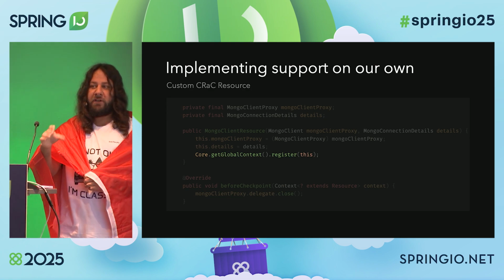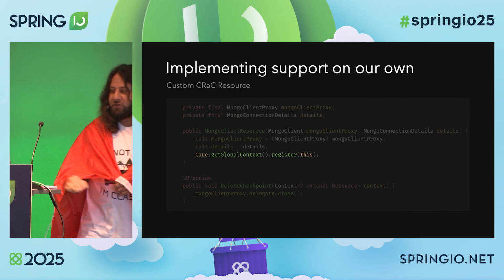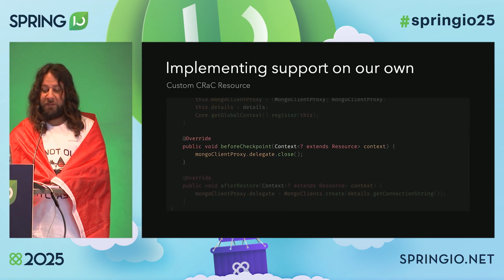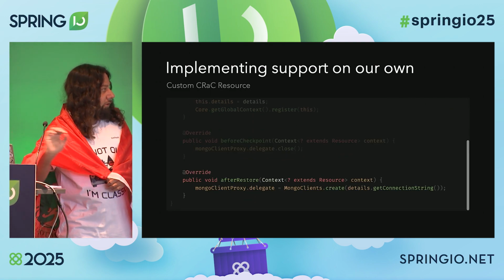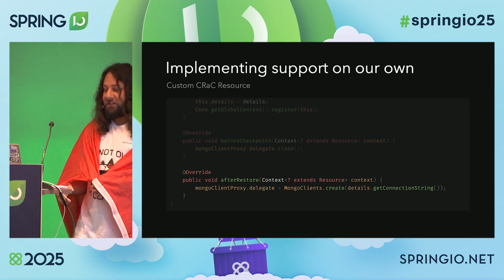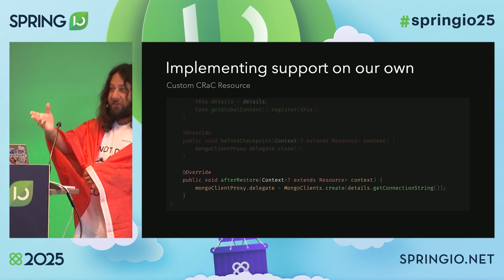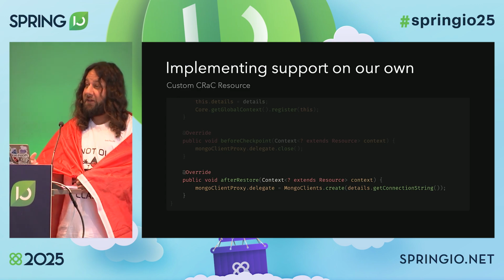So when CRaC detects that we want to snapshot our application, it will actually gracefully kill our application. And when we restore, it will do something like this: mongoClientProxy.delegate equals MongoClients.create(details.getConnectionDetails). This is where we use the saved connection string.